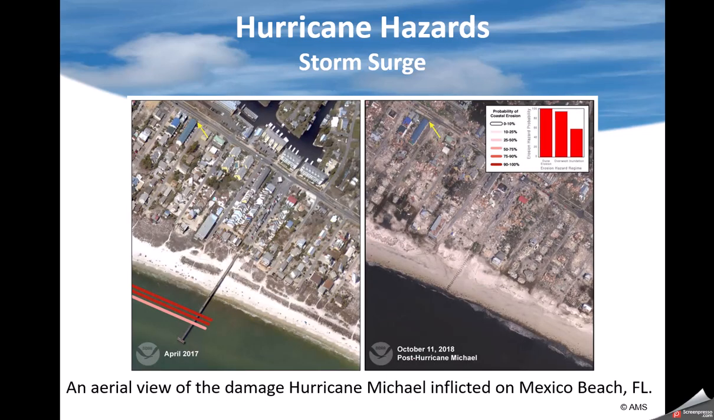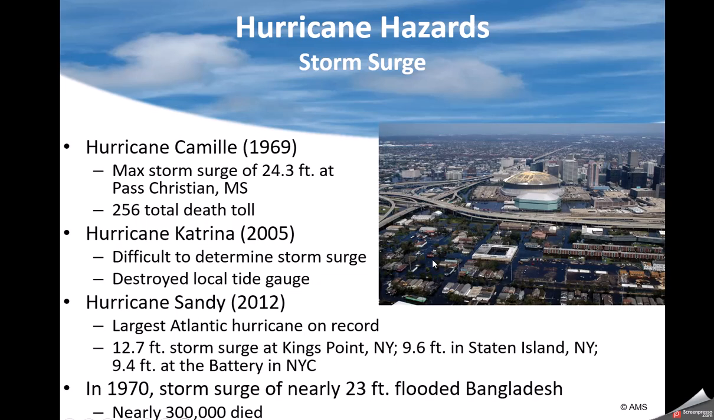This was Mexico Beach in Florida after Hurricane Michael, which was a Category 5 hurricane, came ashore. Notice all the houses on this picture look pretty well organized and everything. Here is where it came ashore. Notice this is all due to storm surge. The storm surge literally covered this whole area, destroying all these homes.